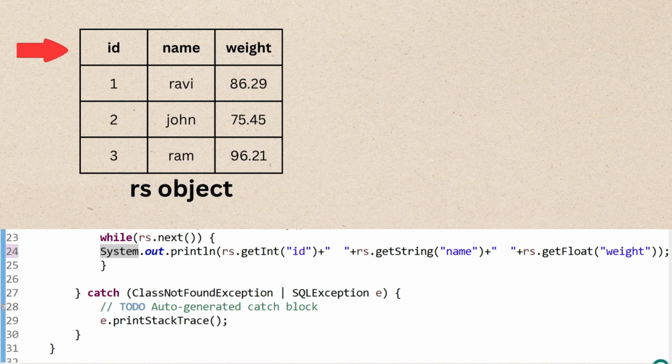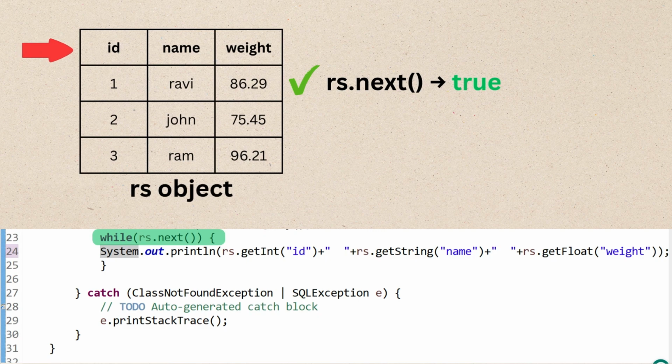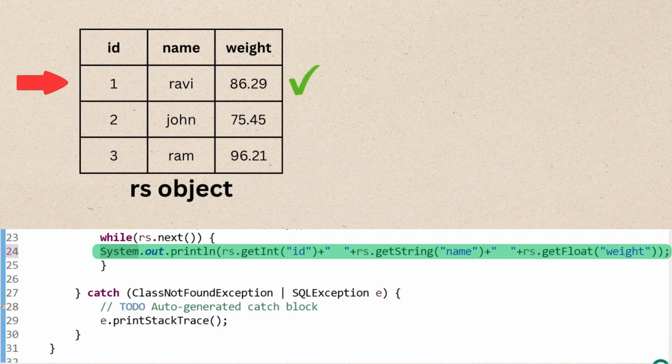ResultSet will have a default cursor positioned before the first row. While rs.next, here the rs.next method checks if the next row is available. If yes, it moves the cursor to the next row and returns true, otherwise returns false. In our case, the first row is available. rs.next returns true, the cursor moves to the first row, now the current row is the first row, and control goes inside the while loop. In the while loop, we are printing rs.getInt of id.